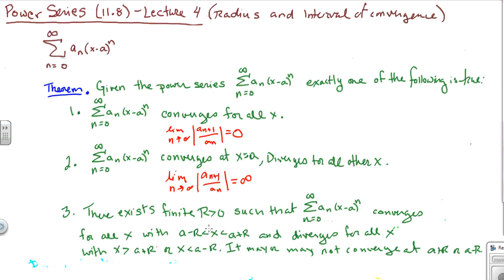And the other possibility is there's some finite R for which it converges for every x between a minus R and a plus R, and diverges if x is bigger than a plus R or less than a minus R. It may or may not converge at those two endpoints, a plus R and a minus R. Of course, that's going to happen when the limit as n goes to infinity of this is equal to some finite non-zero L. In this case, R is equal to 1 over L.